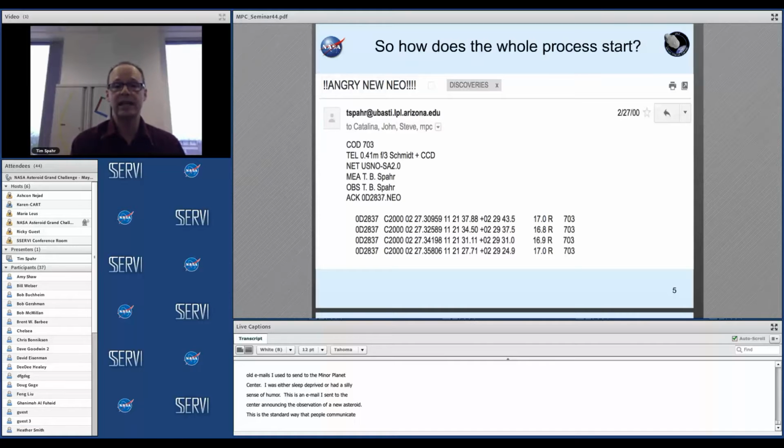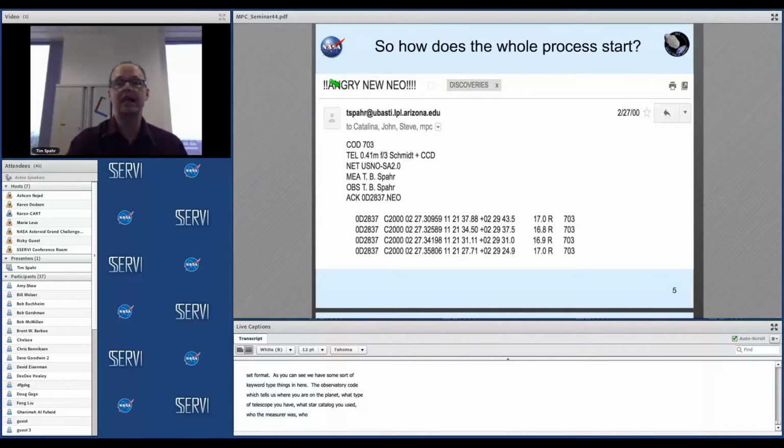We have a set format. As you can see, we've got some sort of keyword type things in here. This is your observatory code, which tells us where you are on the planet, what type of telescope you have, what star catalog you used, who the measurer was, who the observer was, and any other sort of information there. In this set down here, I won't explain every bit of it, but it has the time of observation, the right ascension, declination, and the magnitude. Those are essential things for computing any sort of starting orbit or any orbit. And it also tells you how bright the object is, so in case you want to go look for it, you know what you're looking for.